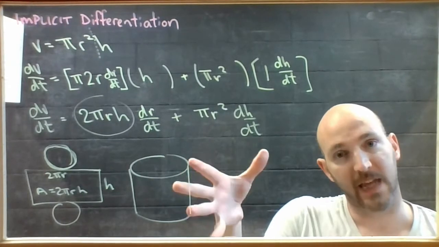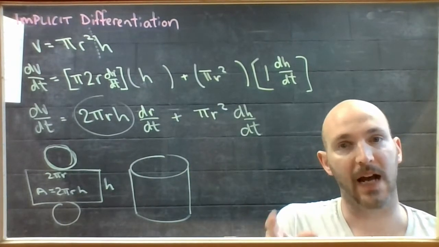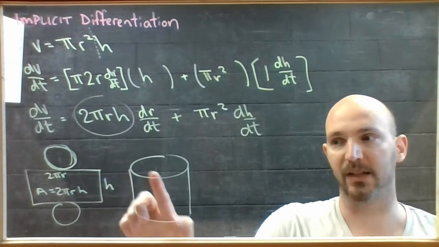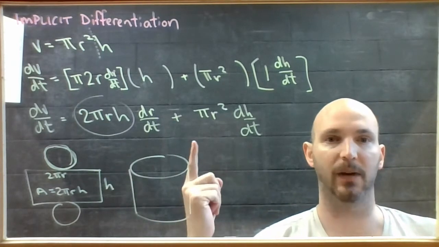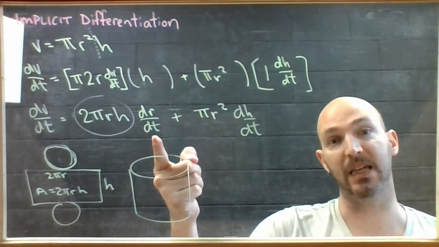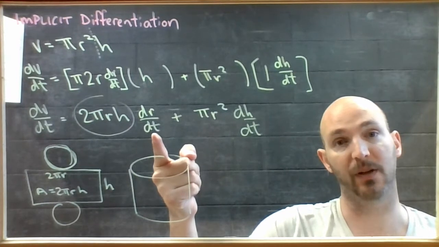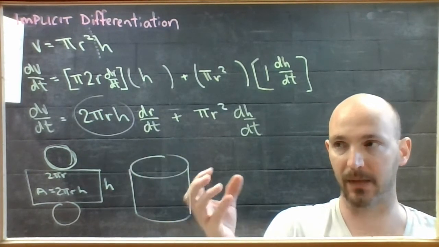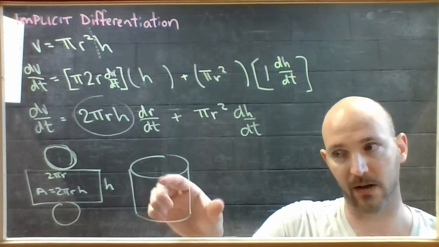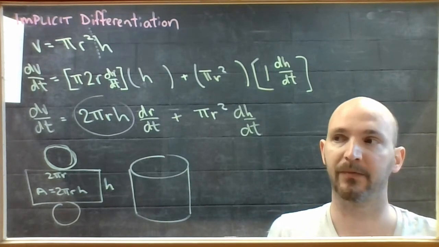So if I'm letting the can expand, what I'm adding to the volume each time is a new layer of the area around this way at a speed determined by how quickly the radius is growing. So I'm adding layer upon layer upon layer of the outside of the can.